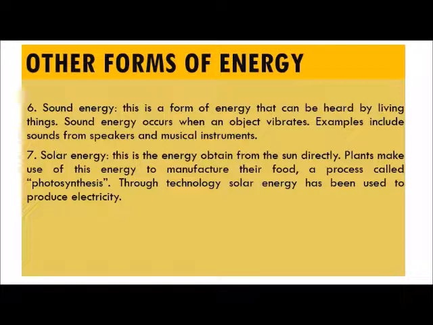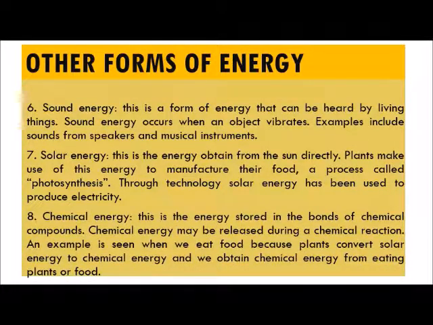Number 7. Solar energy. This is the energy obtained from the sun directly. Plants make use of this energy to manufacture their food, a process which is known as photosynthesis. Through technology, solar energy has been used to produce electricity. Number 8 is chemical energy. This is the energy stored in the bonds of chemical compounds. Chemical energy can be released during a chemical reaction. An example is seen when we eat food, because plants convert solar energy to chemical energy, and we obtain chemical energy from eating plants or food.